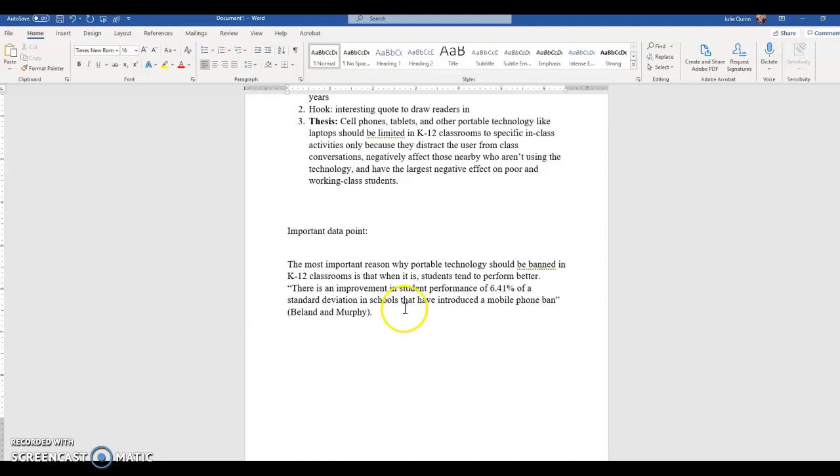There's an improvement in student performance of 6.4% of a standard deviation in schools that have introduced a mobile phone ban. And I name my source. I haven't modified the quote other than taking out part of the beginning, which is fine. There's always something that comes before, generally speaking, what you borrow in a quote. And then I move into explanation.